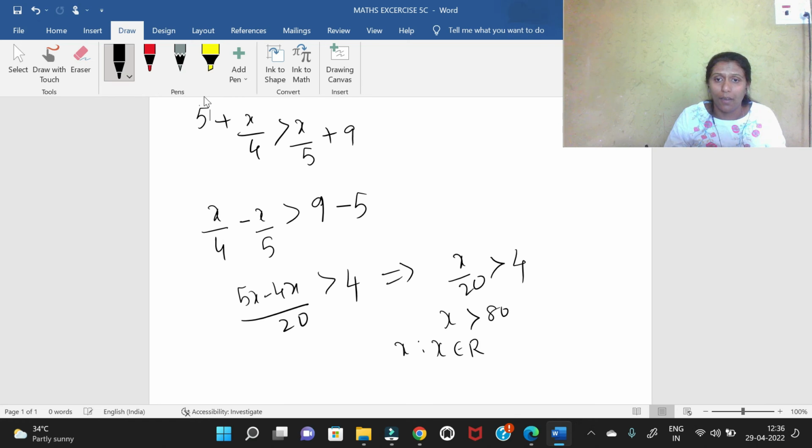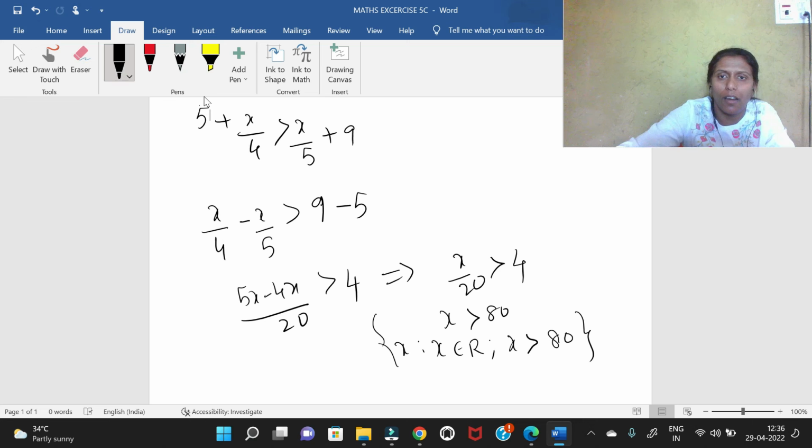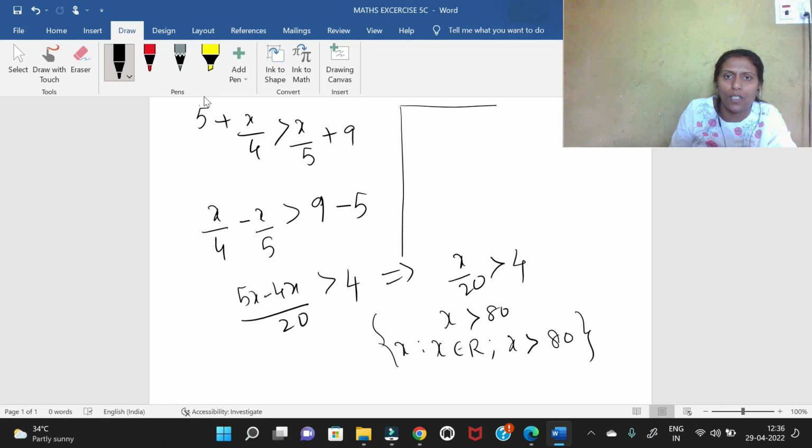Now, x belongs to the real number and x is greater than 80. Any numbers after 80, 81 and so on are the solution set for this. What do we mean? Anything greater than 80 makes the relationship hold good; if not, it doesn't. Can we just do a cross check? Let me do the cross check here itself.